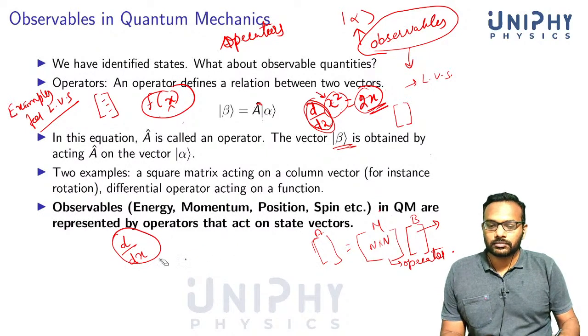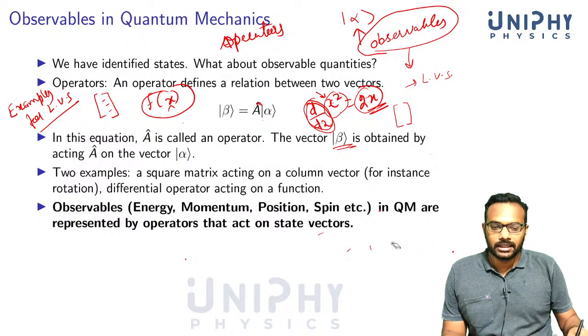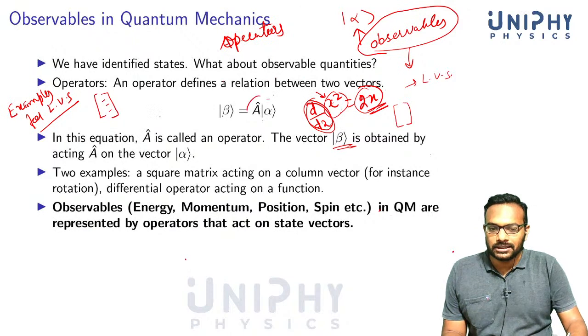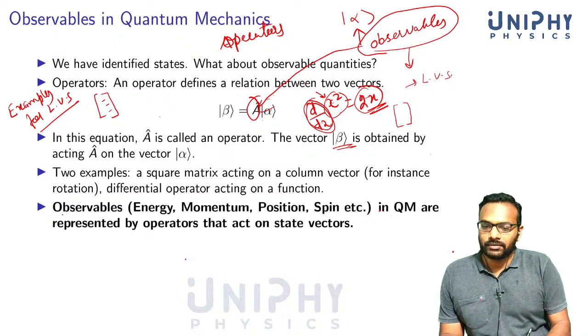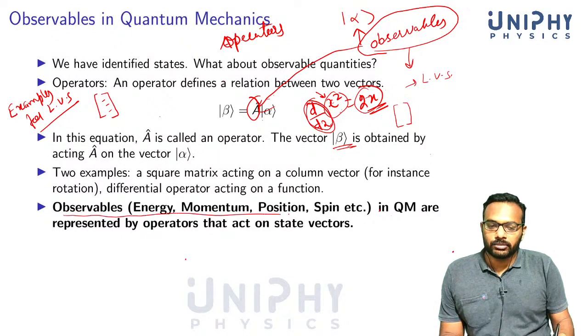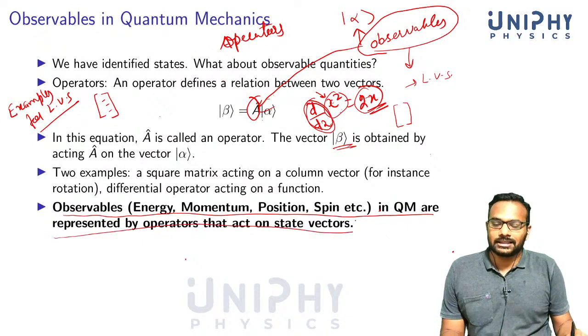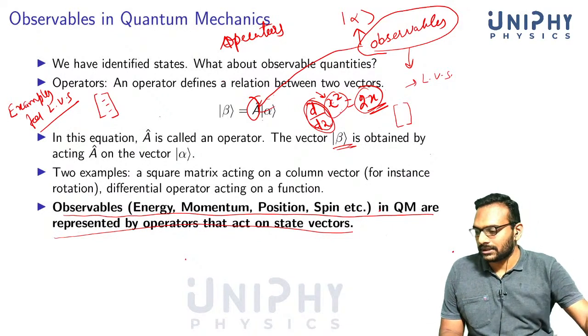So we have found another object. We said that states are represented by vectors, and we look at how to represent observables. We say there are other objects here which are called operators. Let's try representing observables by operators. So that's the next part that we have. Observables like energy, momentum, position, spin, etc. in quantum mechanics are represented by operators that act on state vectors.